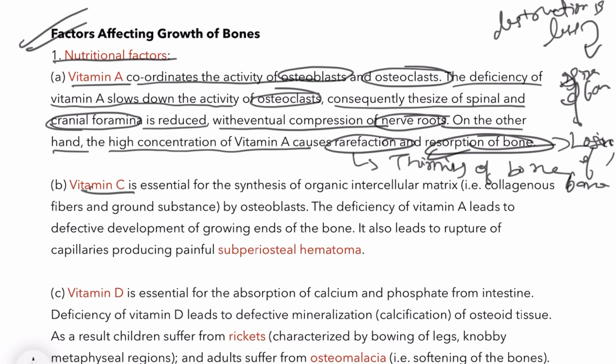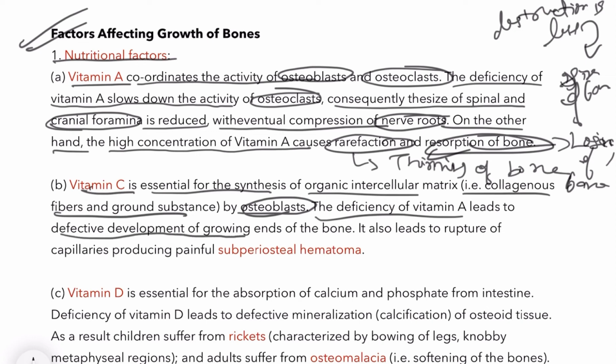Now, vitamin C is essential for synthesis of organic intercellular matrix, that is collagen fibers and ground substance, by osteoblasts, that is the bone forming cells. The deficiency of vitamin C leads to defective development of growing ends of bone. If there is deficiency, it leads to defective development of growing bone.